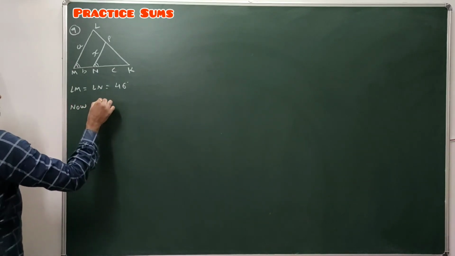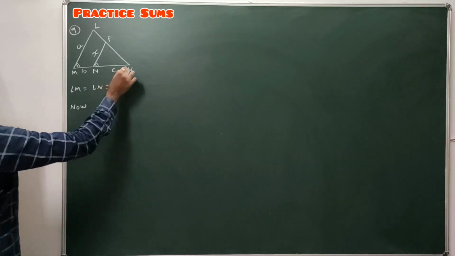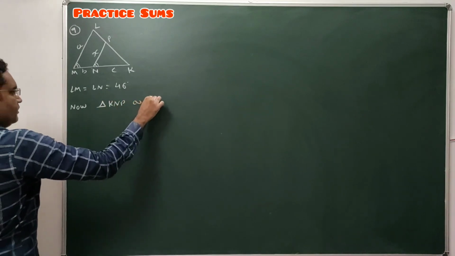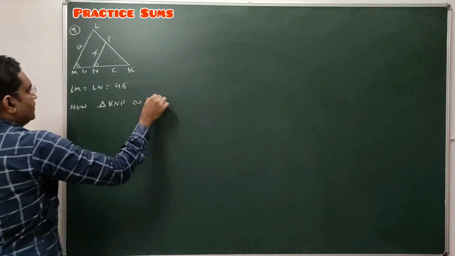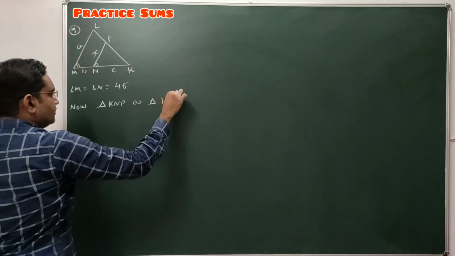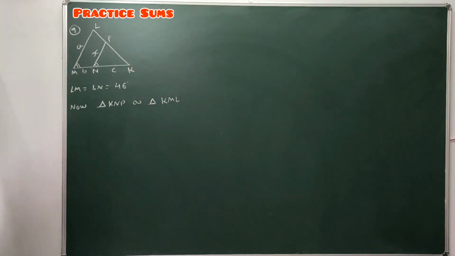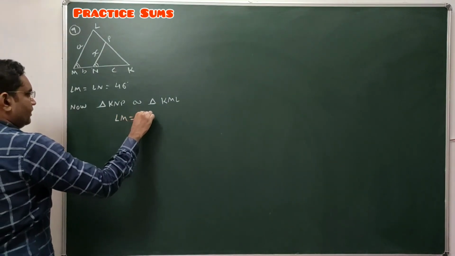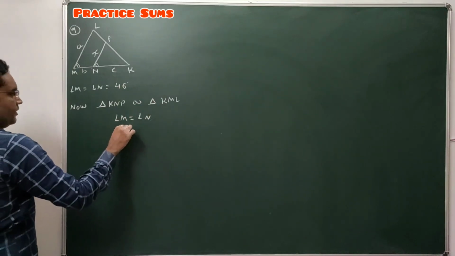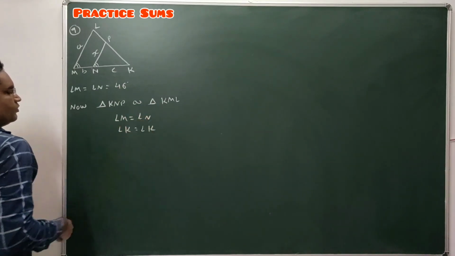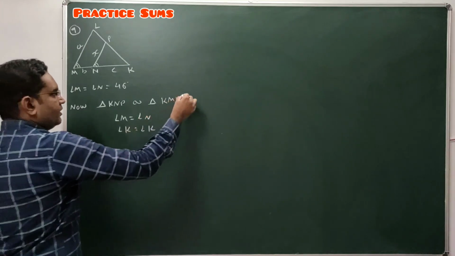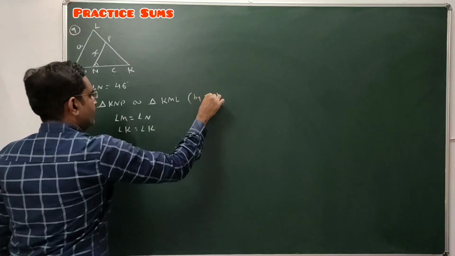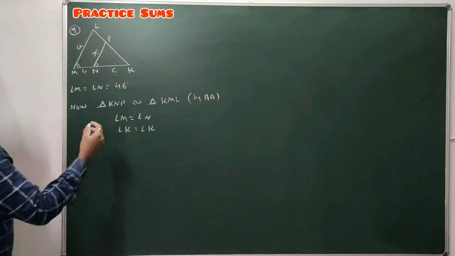So in triangle KNP, triangle KNP is similar to triangle KML. These two triangles are similar triangles. Why? Because angle M is equal to angle N. These two angles are equal, and angle K is equal to angle K. So two corresponding angles are equal. So by angle similarity, we can say that these given two triangles are similar triangles.